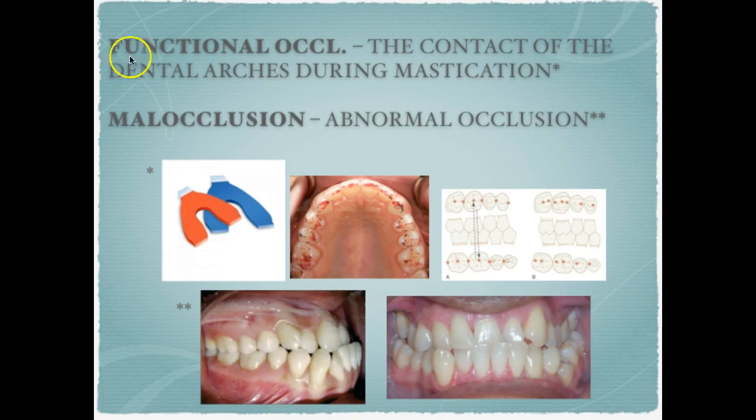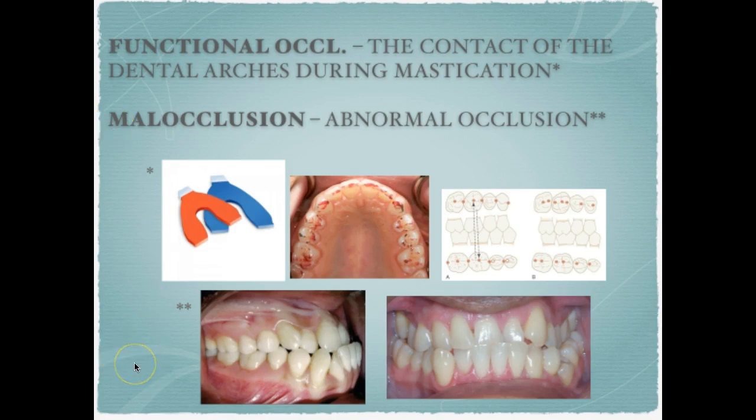Another type of occlusion is functional occlusion, where we look at or analyze the occlusion during mastication. So if a patient has TMD, a dentist may take articulating paper and have them masticate or chew around in contact with the teeth, and then look at where the heavy biting points are from the articulating paper and adjust those areas.